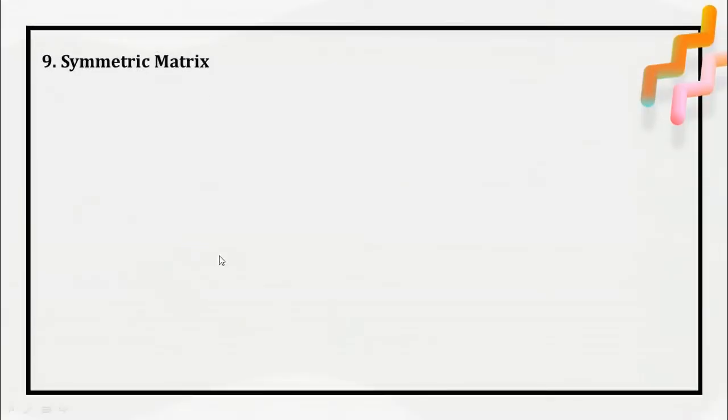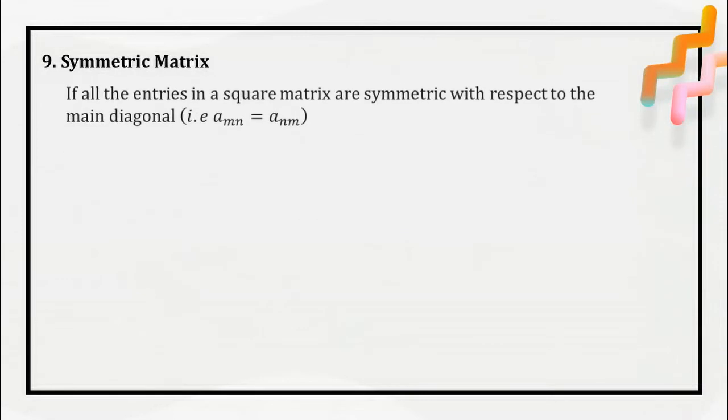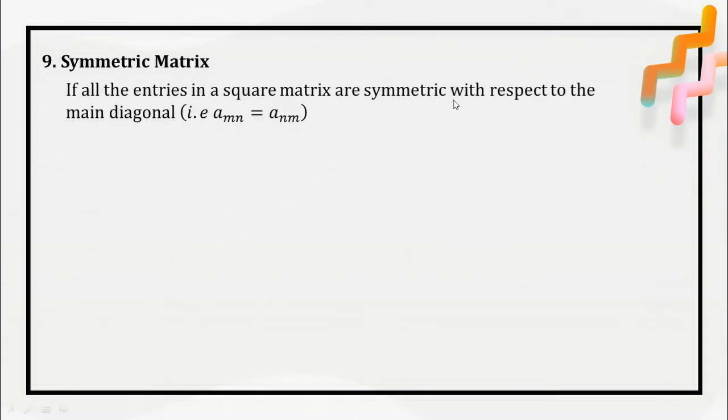How about number 9? Number 9 is the symmetric matrix. All the entries in the square matrix, with respect to the main diagonal, satisfy a_mn equals a_nm. How can it be? We can see the main diagonal is different, right? But in here, the first row and the second column is 2, and the second row and the first column is 2. So they are the same. How about in here? They have the same 2 and 2, 0 and 0, 5 and 5. This is a symmetric matrix.